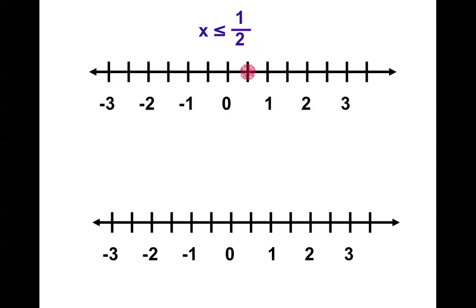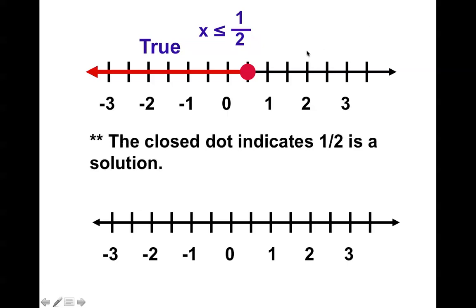Yes, it is. That's true. And that's why we close the circle. And then we shade to the true side. Notice we've got a true side, and this was our false side. A closed dot indicates that 1/2 is part of the solution. I'll let you do this one.